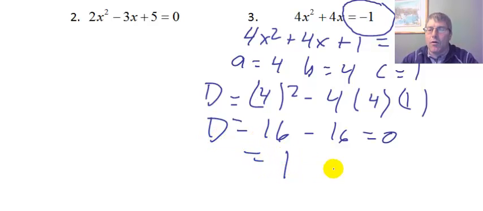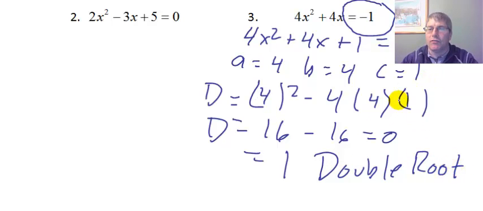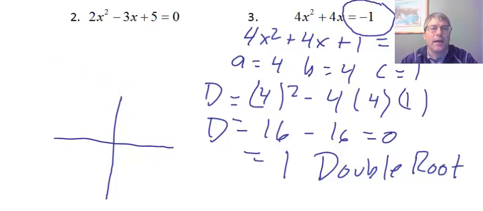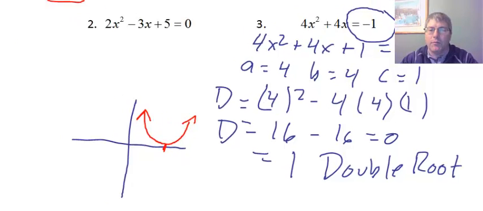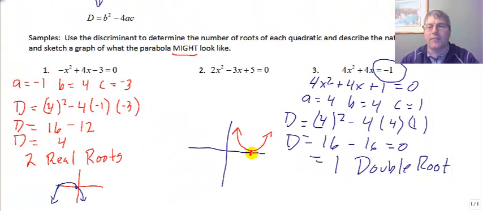So now I know my discriminant is 0. So I have 1 double root. That is, describe the nature of the roots. And then a graph with 1 double root might look something like that. Be careful to make sure I actually hit the x-axis. It's got to at least hit the x-axis there. Okay, so 1 double root is going to just come by and hit that x-axis and bounce back.